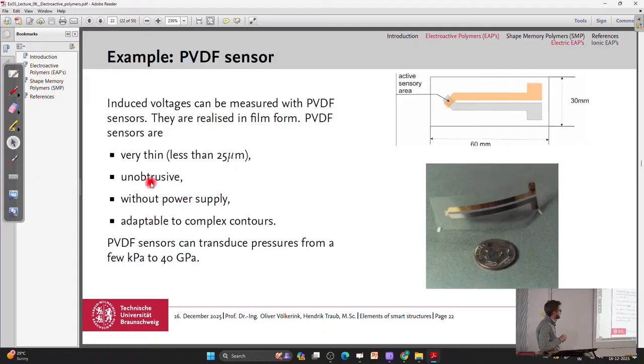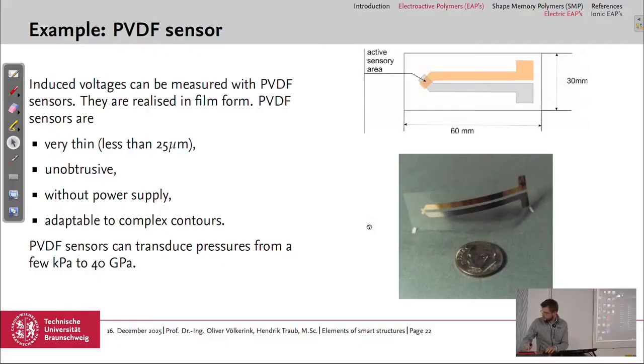You don't need a power supply in this case, and it is adaptable to complex contours, so the thin film you can shape and adapt to your structure as you want. And with this sensor you can transduce pressures from a few kilopascals up to 40 gigapascals and measure pressure here in this sensor area. Going again to full screen.